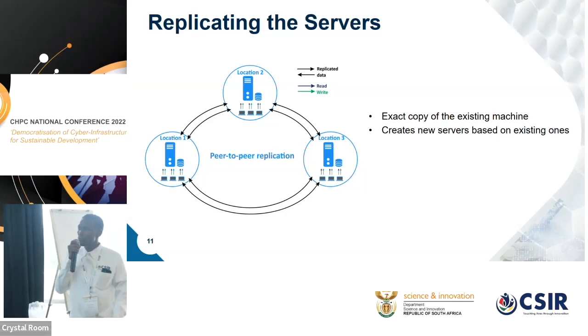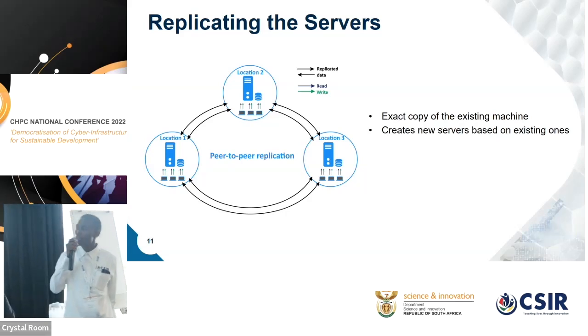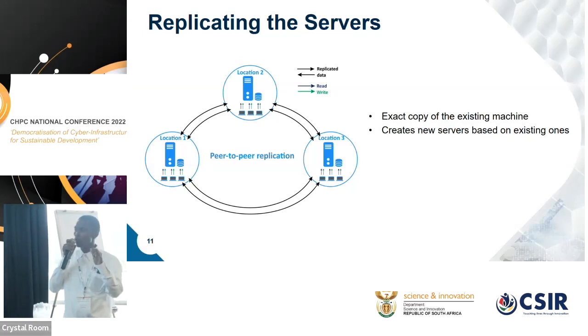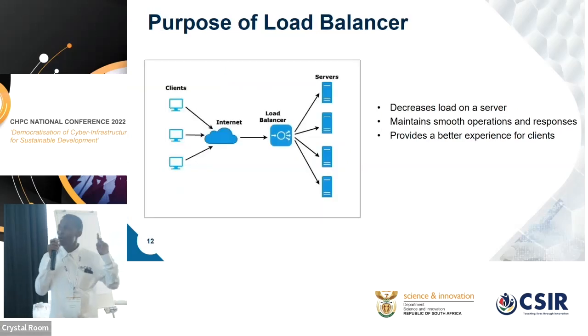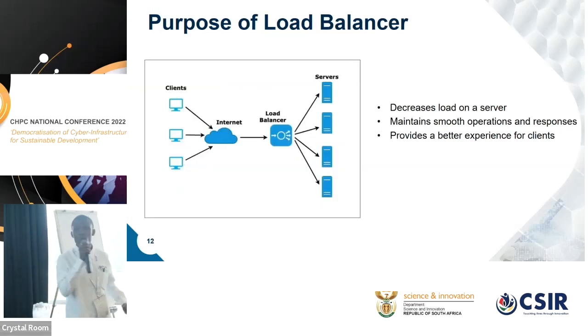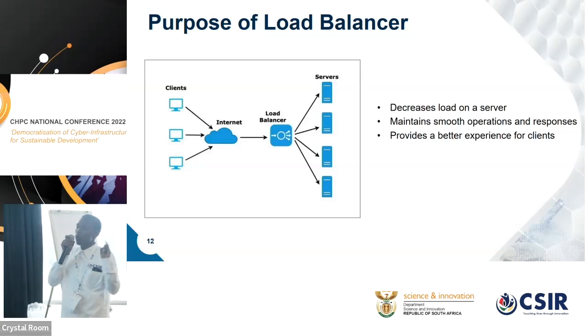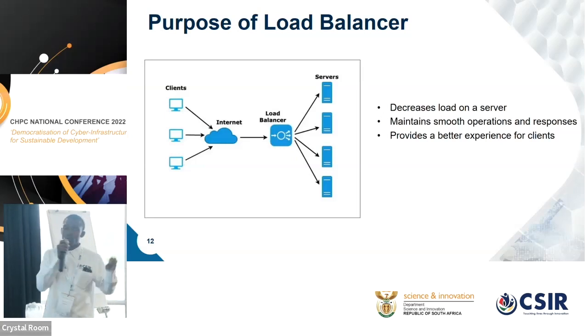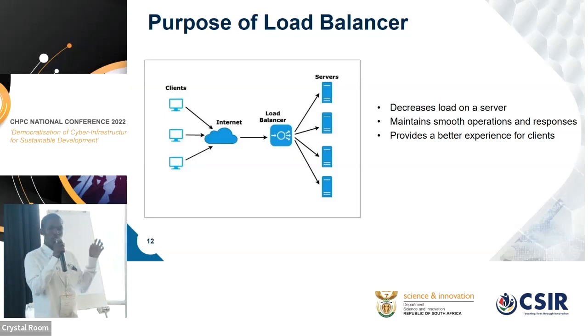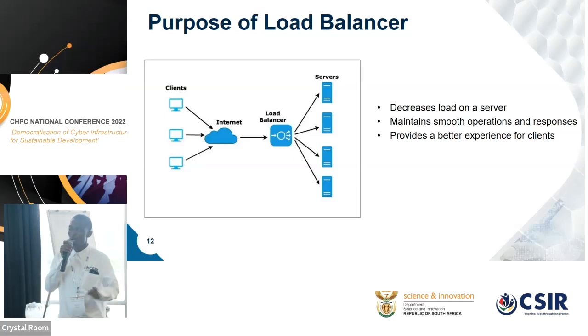With peer-to-peer replication, these servers are not able to communicate. So to make them communicate, we introduced a load balancer and database replica. One might ask, what is a load balancer? A load balancer is software that is used to distribute incoming network traffic across the servers. You can take a load balancer as a middleman that is receiving requests and distributing them to the servers.